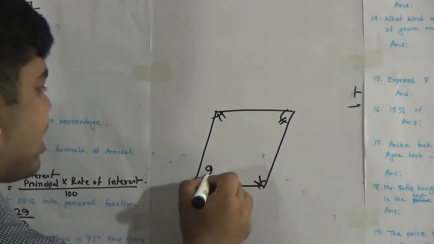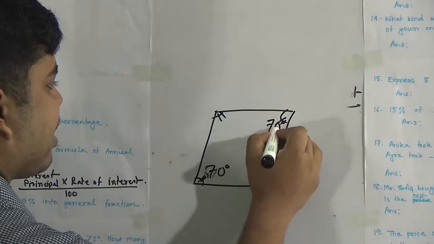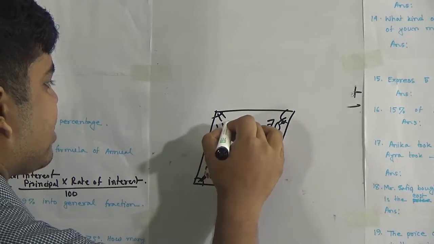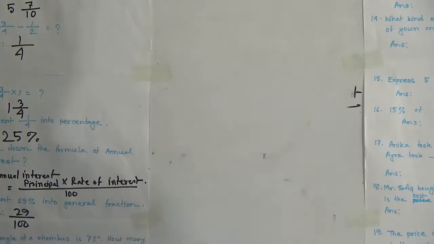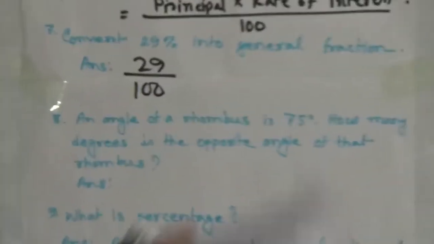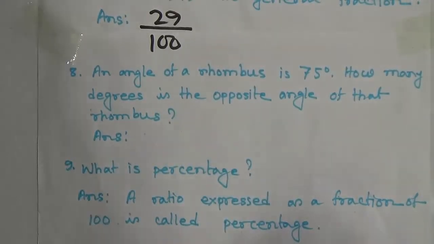If this is 70 degrees, then the opposite must be 70 degrees. Suppose it is 110 degrees, it must be 110 degrees. So here one angle is 75 degrees. So the other angle, which is opposite of that angle, must be 75 degrees.